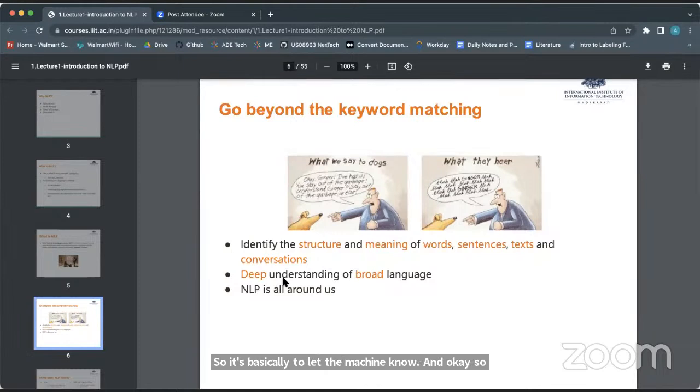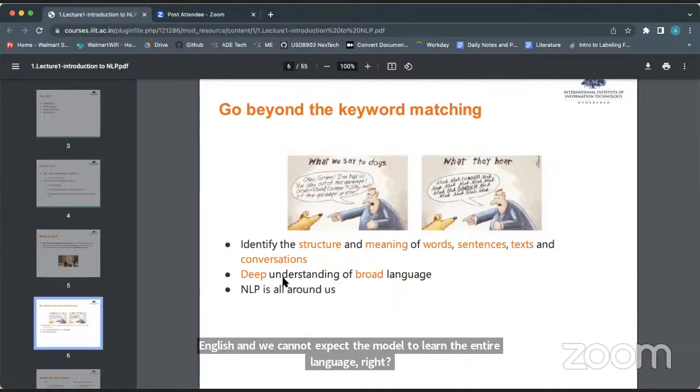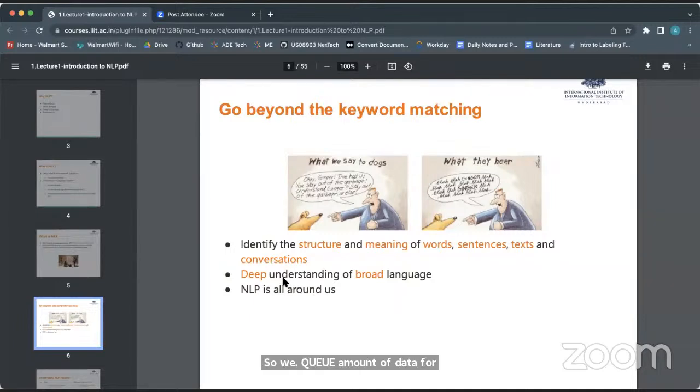It's not like if I just say a couple of sentences, or let's say 100 sentences in English, we can expect the model to learn the entire language, right? So we need a huge amount of data for understanding the language. And what could be a problem with having a huge amount of data? It could be possible that it's not generalized. Let's say I have data on mathematics. All my paragraphs are related to maths formulas and maths equations. So the model would be able to learn only information related to mathematics.